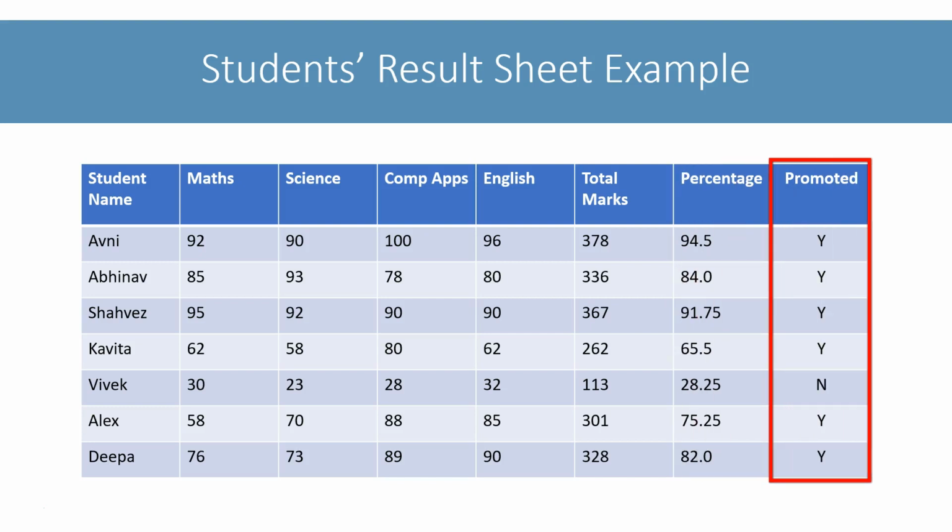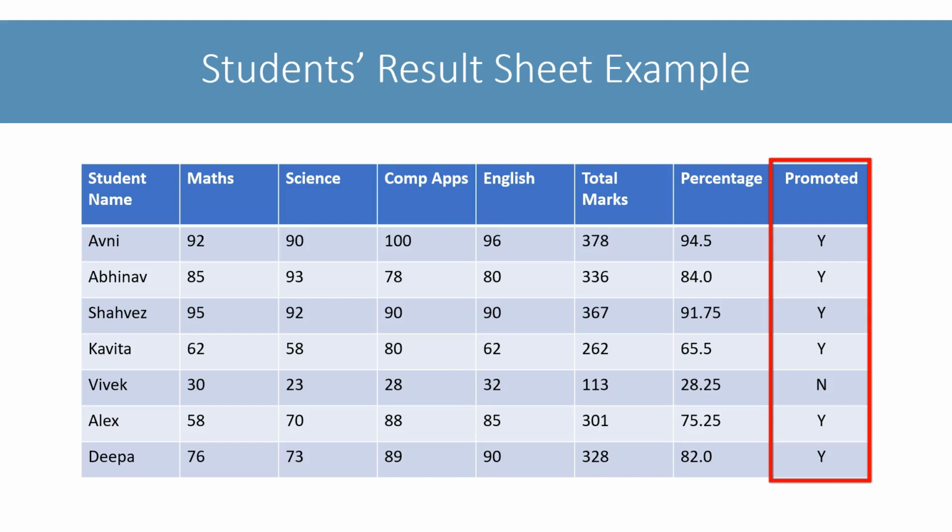Data in the promoted column tells us if the student is promoted to the next class or not. It can contain Y to indicate yes, the student is promoted, or N to indicate no, the student is not promoted. Another way to look at it is that the promoted column represents one of the two states the student can be in. Either he is promoted or he is not promoted.